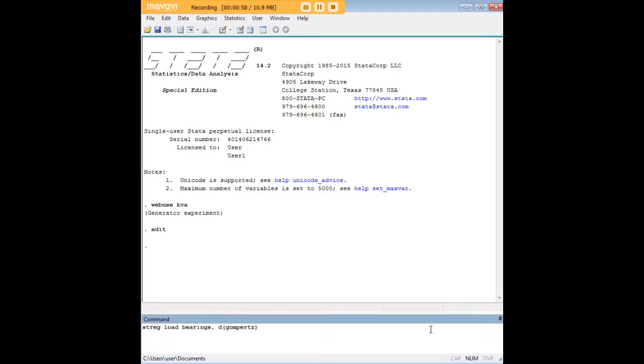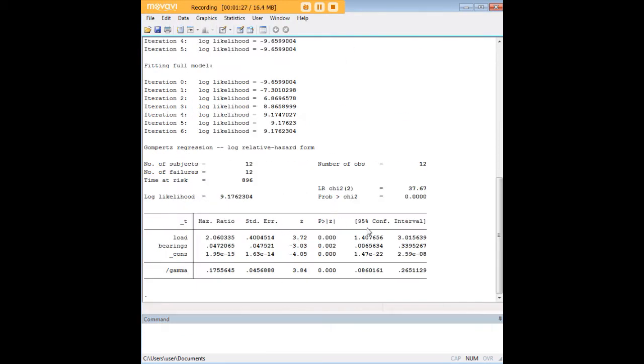Here is how we're going to fit a Gompertz regression model on these data. Because, as I said, fail time has already been ST set, we will just enter the command ST reg, followed by our two independent variables, load and bearings, comma, D for distribution, and in the parentheses, Gompertz. And here, by the way, we could also have used a Weibull if we were interested in that distribution. Let's go ahead and run the model.